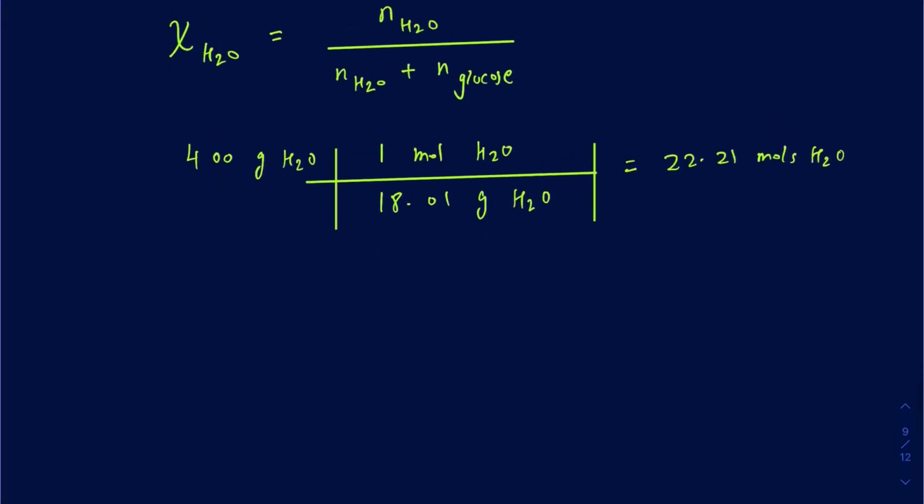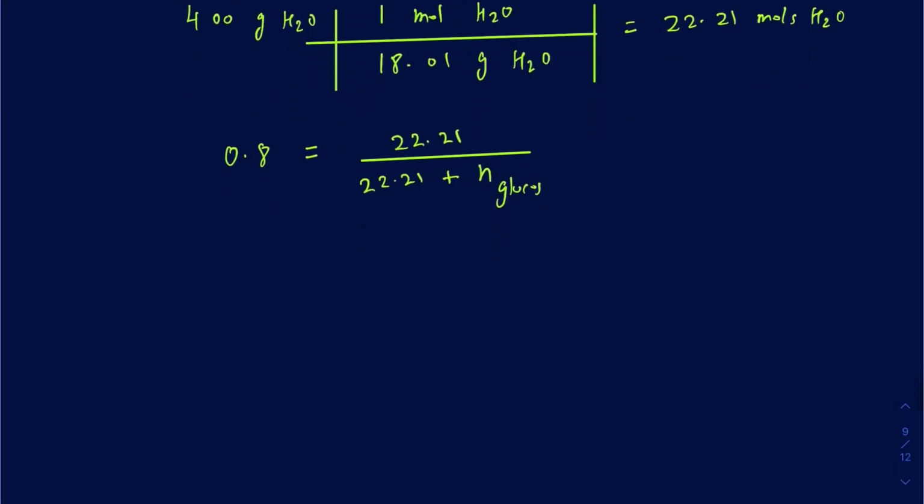And then let's go ahead and figure out the moles of glucose here. So your mole fraction is given to be 0.8. It's 22.21 divided by 22.21 plus the glucose, which is what we're trying to figure out. So just leave that as n of the glucose. Just do the math however you want to do it. What I would do is a cross multiplication, where I would have 22.21 plus the moles of glucose, and that's going to be equal to 22.21 divided by 0.8.